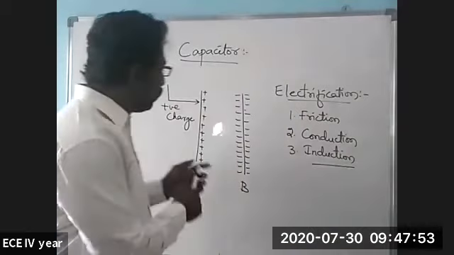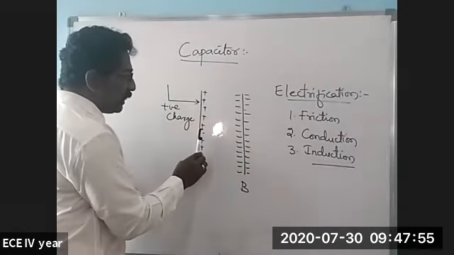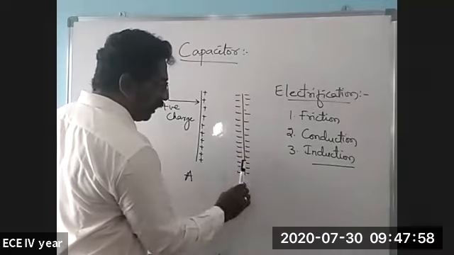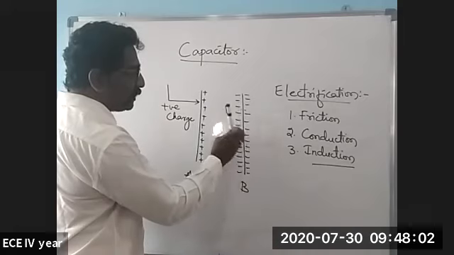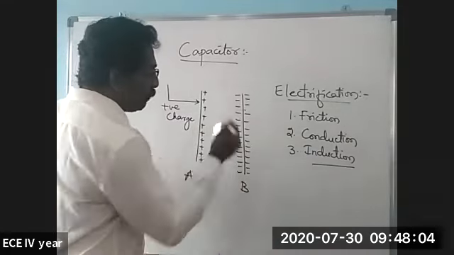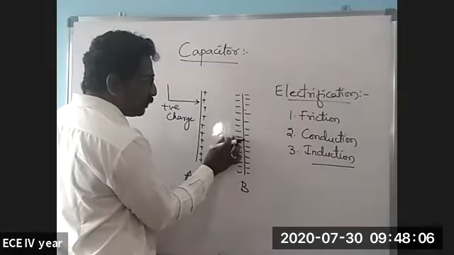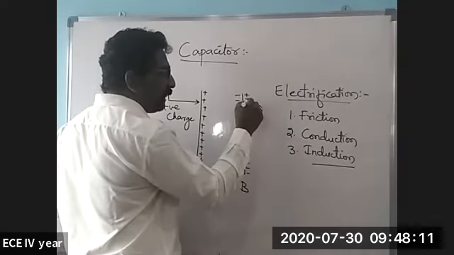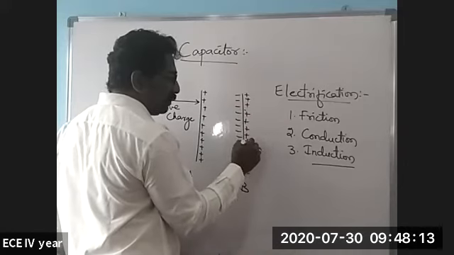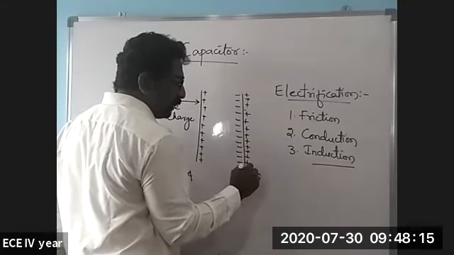So now, if one charged body is there, then this neutral body, plate B, is a neutral body, the charges will come over here. So the plate which is closer to this positive charge will be accumulated with the negative charges, and the other side will get accumulated with the positive charges. So this entire process is called an induction process.